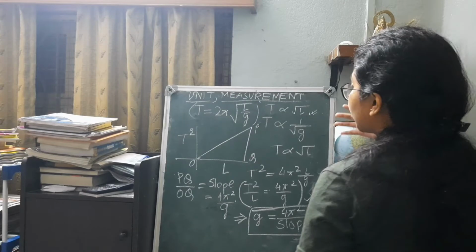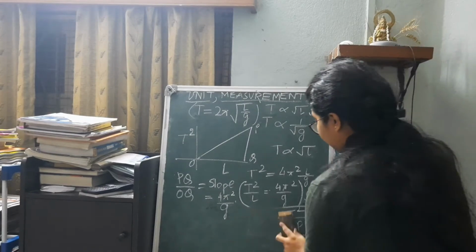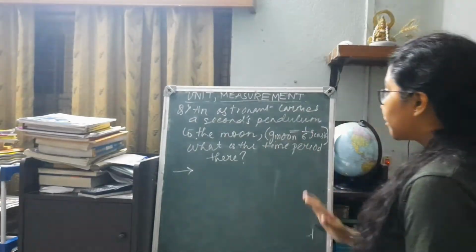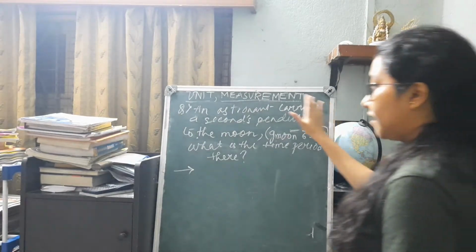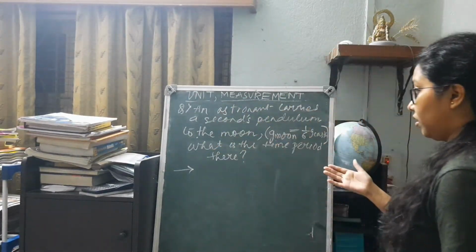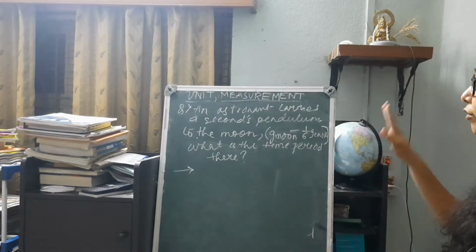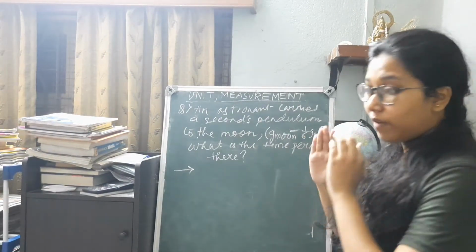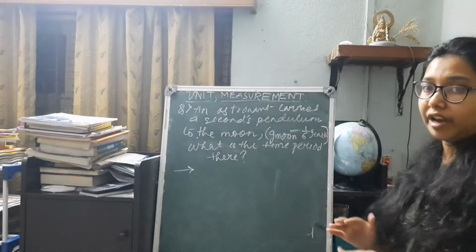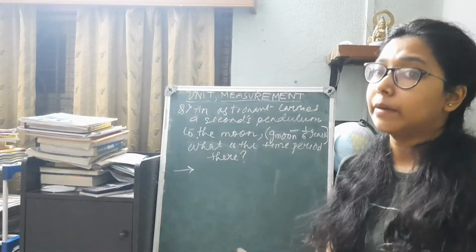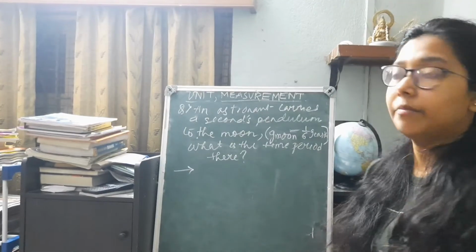Now let us move to some questions. The question is, an astronaut carries a second pendulum to the moon. The data given is that acceleration due to gravity at the moon is 1/6 of the acceleration due to gravity of the earth. So what is the time period of the second pendulum on the moon?